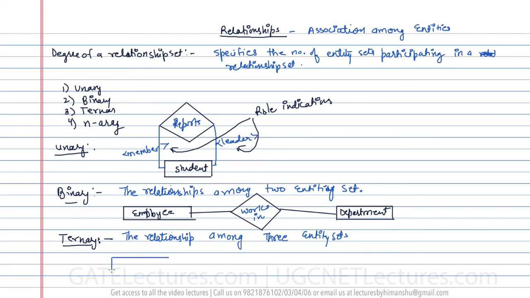This is the first entity set, representing an employee. This is the second entity set, the department in which this employee works. And the third entity set is location. This is the relationship among these entities. So you can say an employee works in a department, or in a certain location. Because three entities participate in this relationship, it is called a ternary relationship.